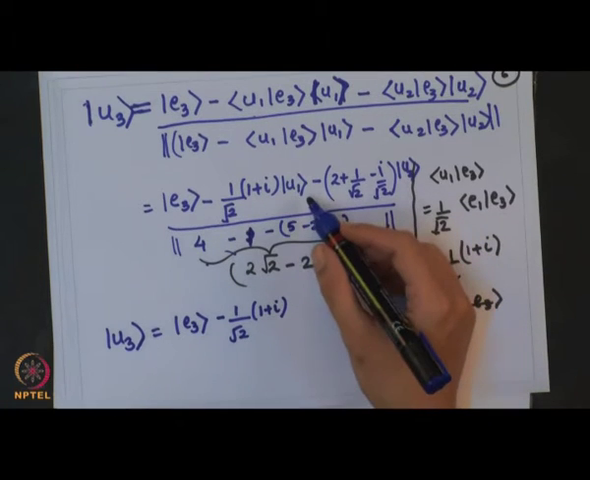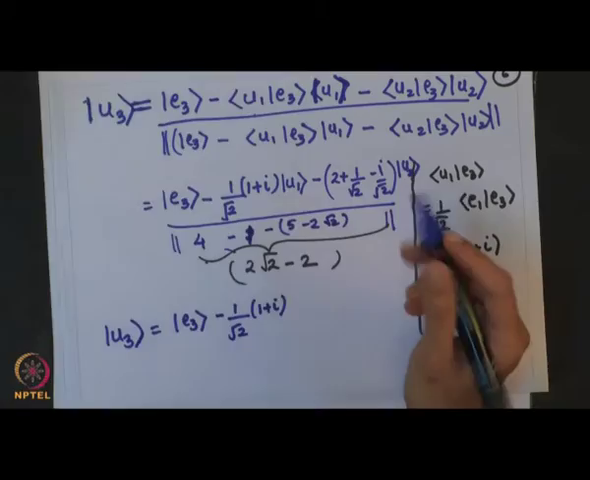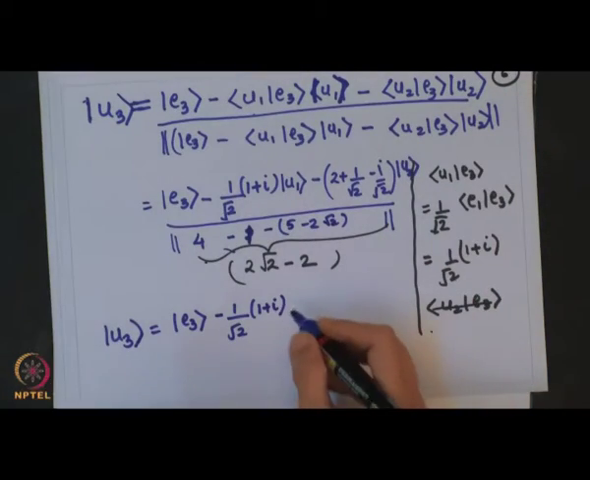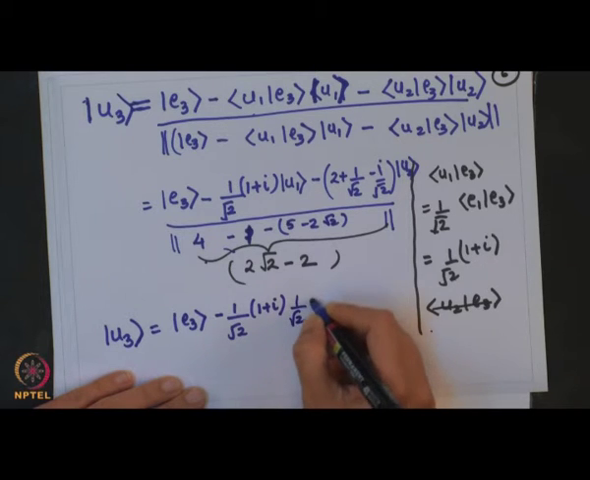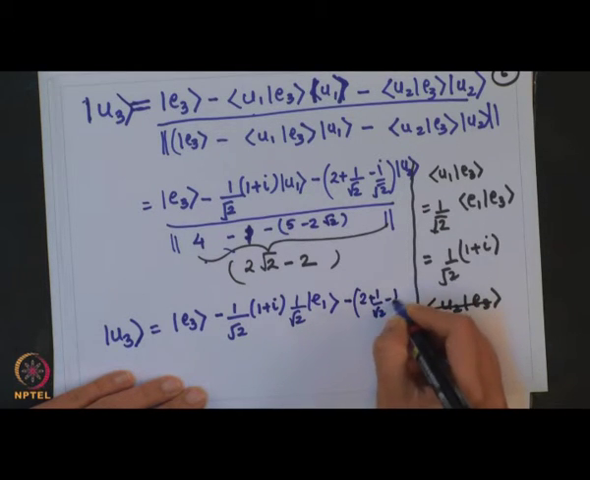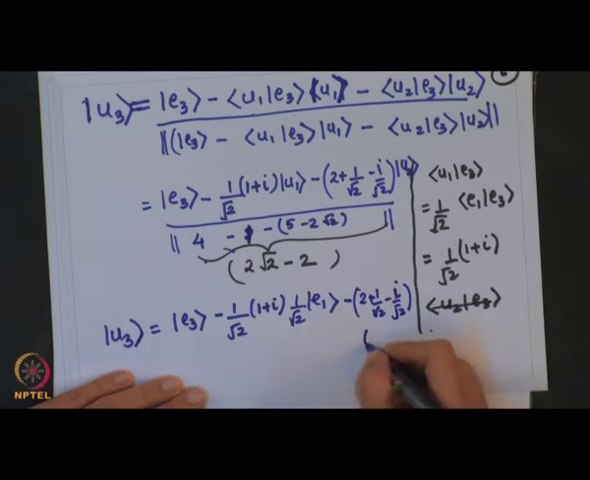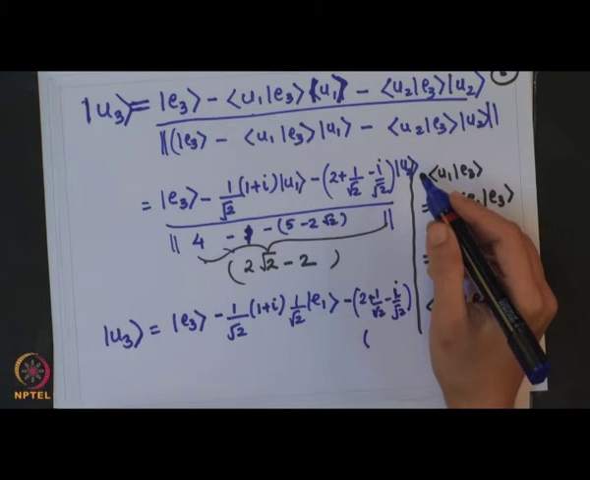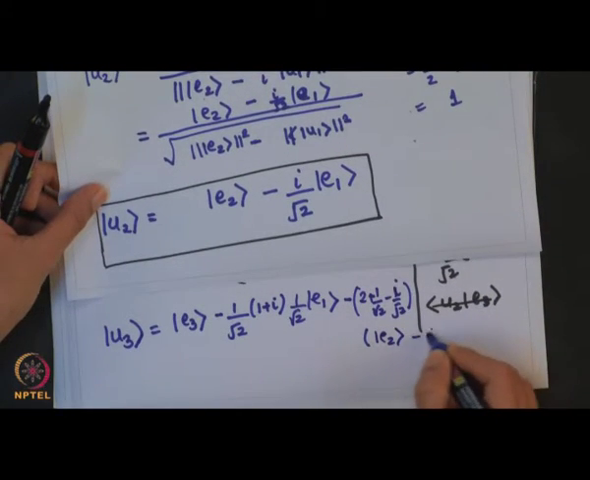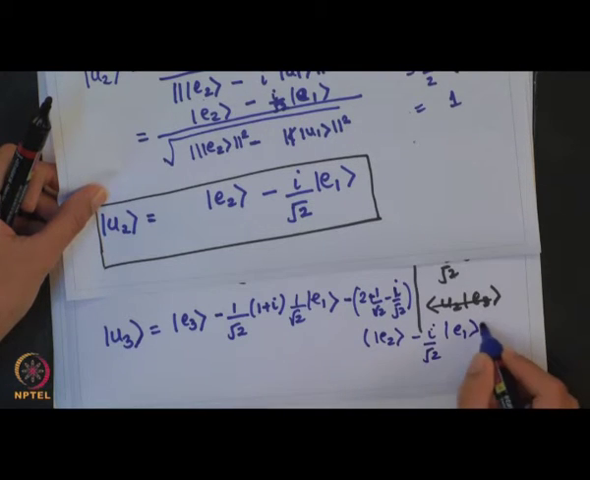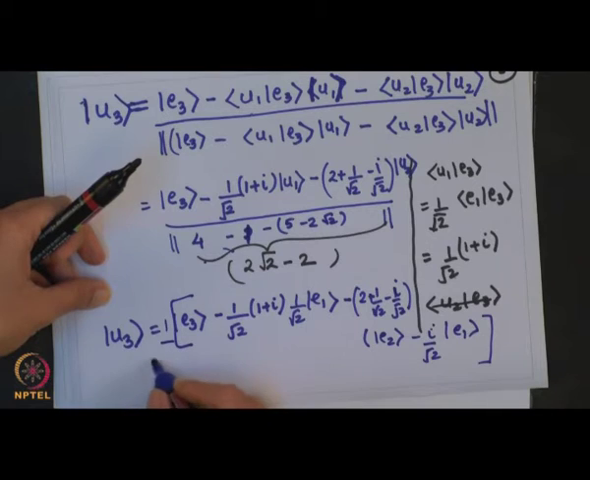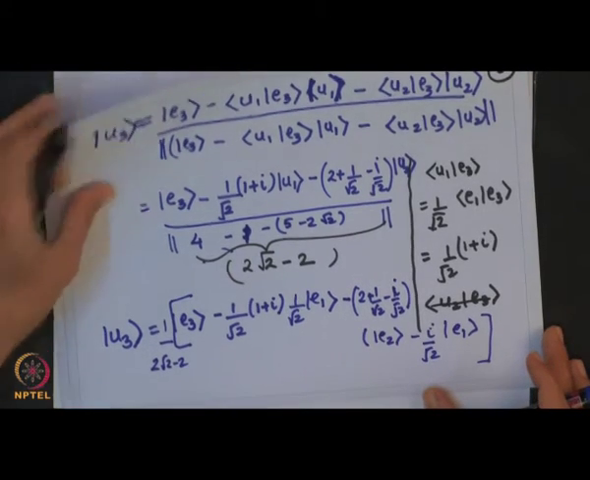Okay. At this point I can substitute for U1, and what was my U1? This is my U2, this is my U1. U1 was 1 by root 2 E1. So, I have 1 by root 2 E1 minus this factor 2 plus 1 by root 2 minus i by root 2 times this factor U2, which is this big expression I showed you just a minute ago, that is E2 minus i E1 upon root 2. This entire thing multiplied by this normalization factor, which is 1 by 2 root 2 minus 2. So, let me rewrite this expression completely.